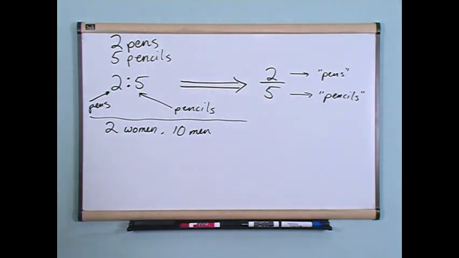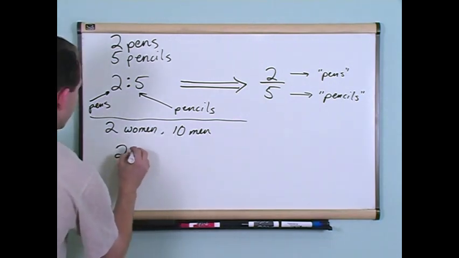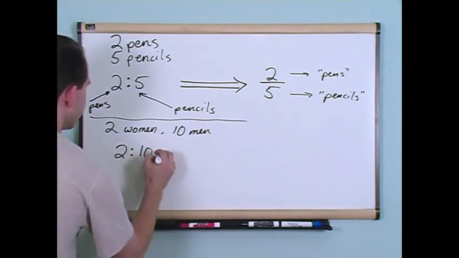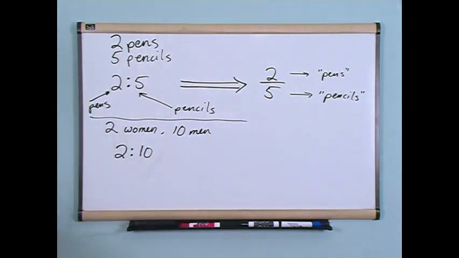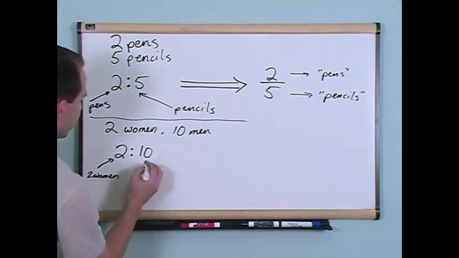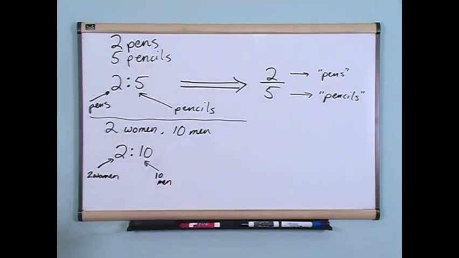2 women and 10 men, okay? What is the ratio of women to men? Well, it's 2 women to 10 men. Just write it like this: 2 colon 10, okay? That means that there's 2 women for every 10 men, okay?